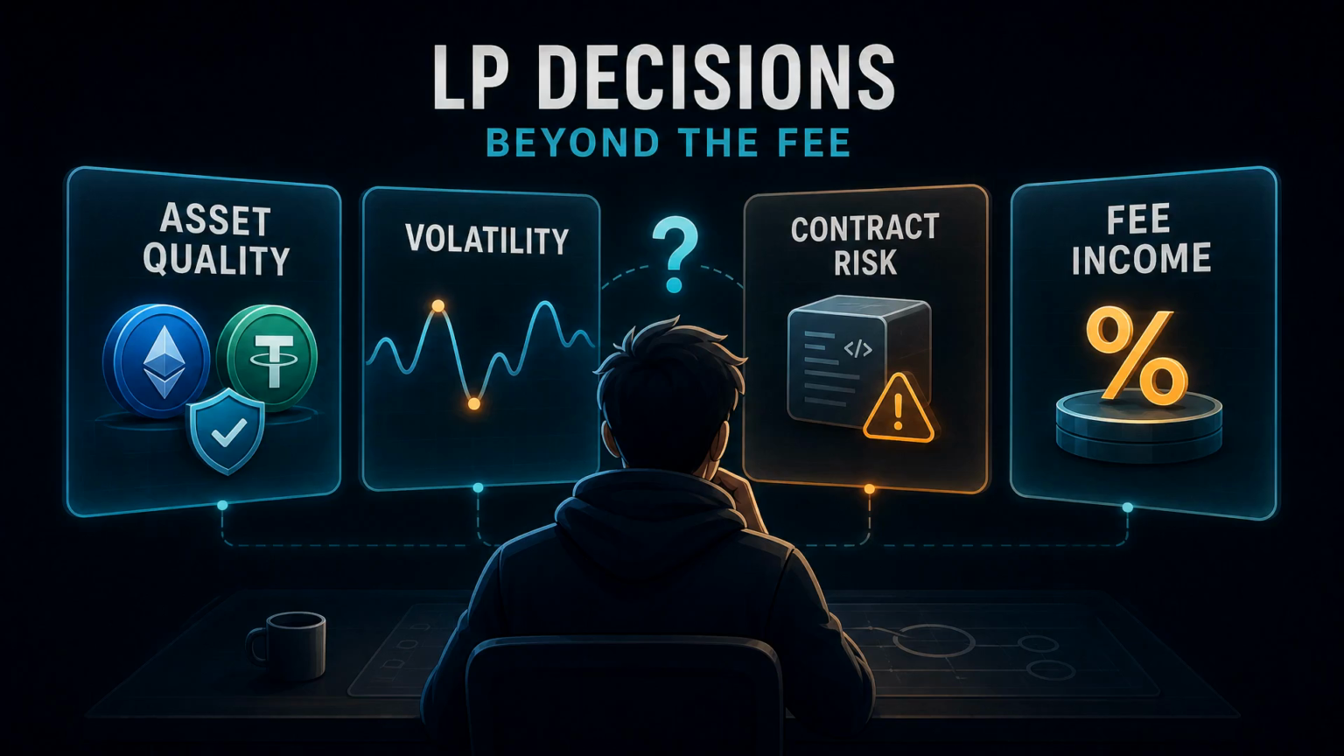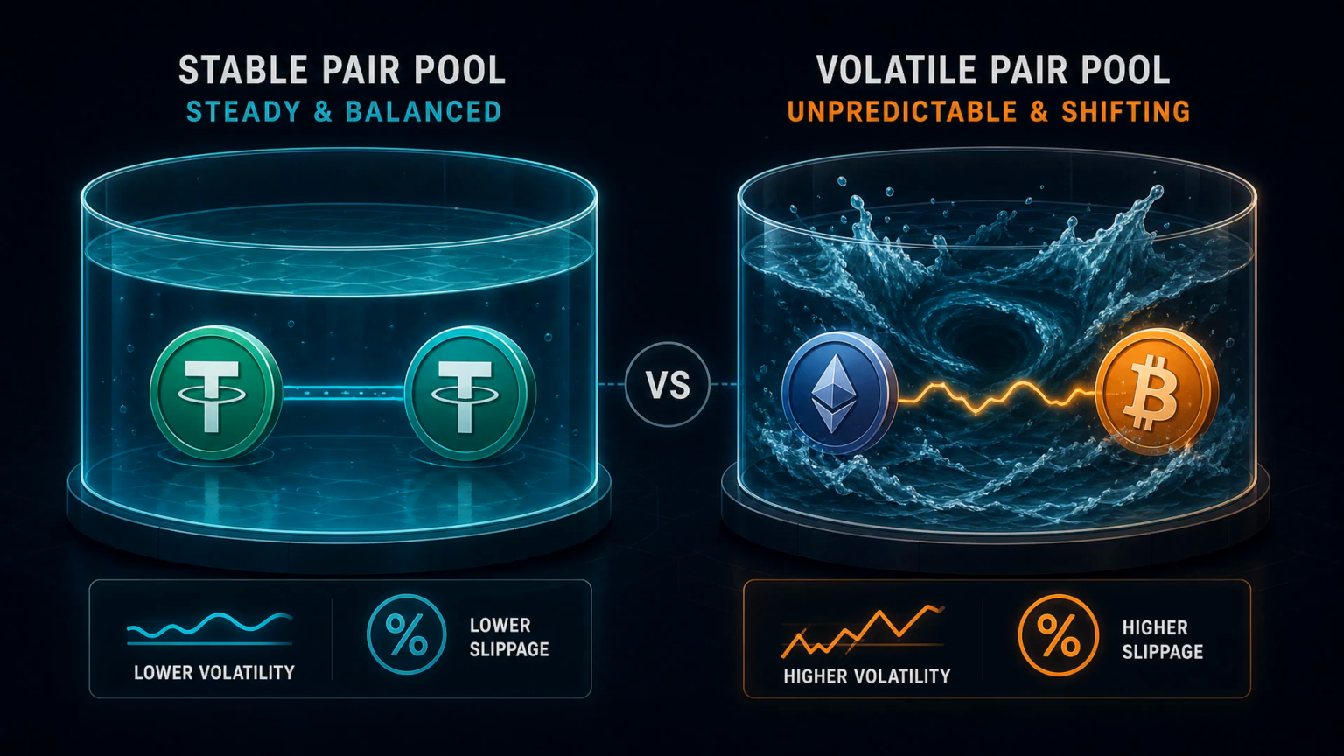From the liquidity provider side, the question is not simply how high the fee is. The provider asks what assets they are holding, how volatile the pair is, whether one token could fail, and whether the smart contract has risks they understand. Not all pools behave the same. A pool between two assets that usually track each other, like two stablecoins, may have lower price movement and lower slippage. A pool between two volatile assets can change composition much more dramatically.